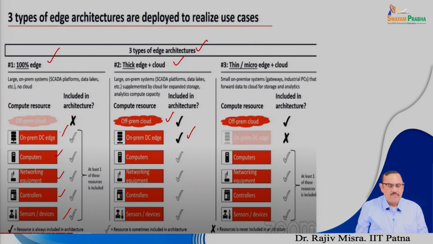This is the second type of edge architecture deployment. Third is the thin or micro edge plus cloud. So, here the cloud will be there, and in the third type there is only the thin edge or a micro edge, not the thick edge. This is the third type of configuration which is being allowed. So, small on-premise systems, let us say a gateway or industrial PCs that forward the data to the cloud for storage and analytics, become the third type of edge architecture.